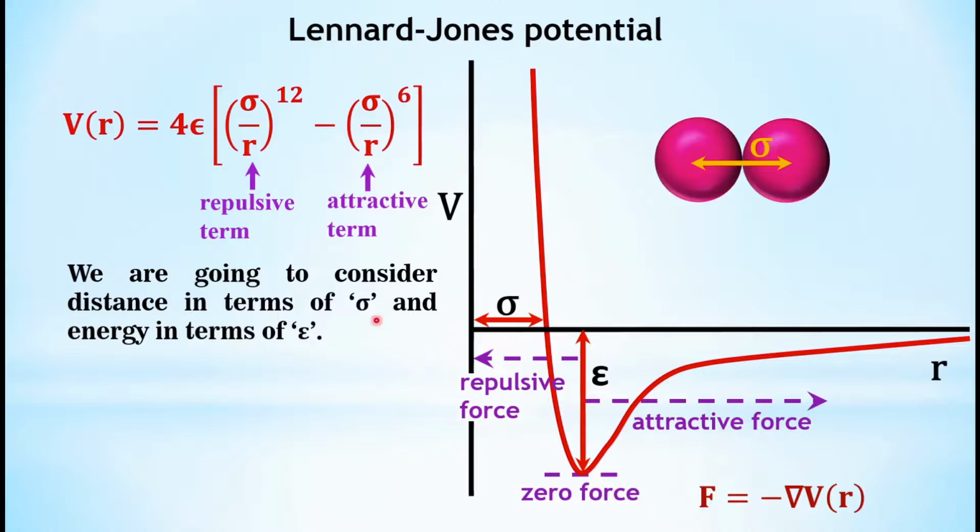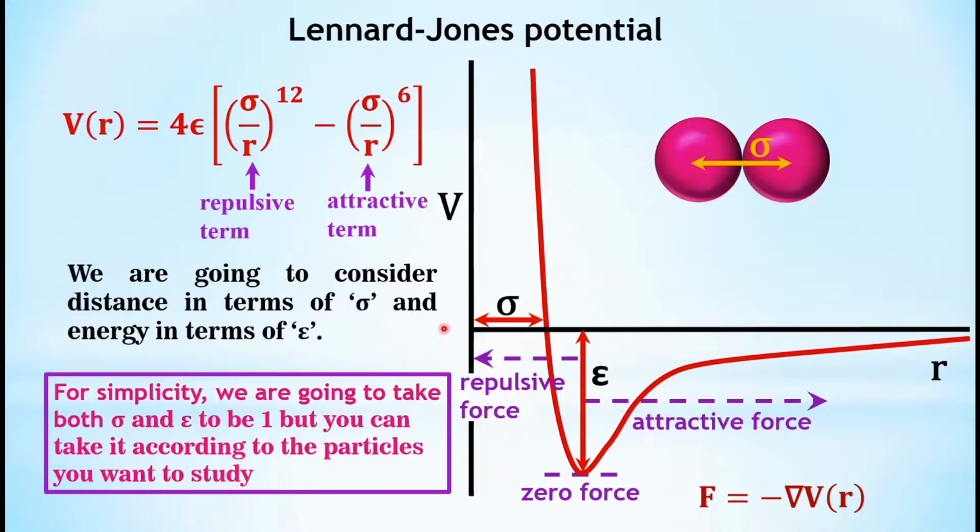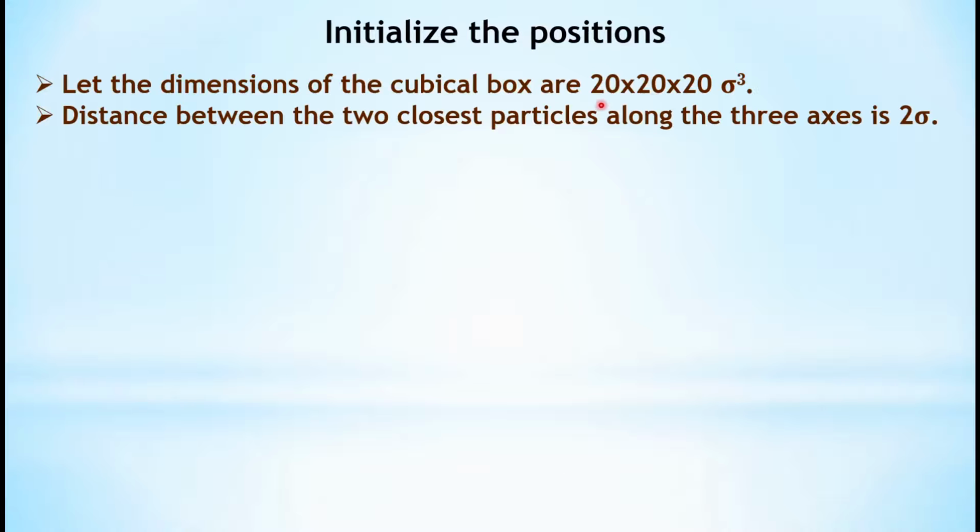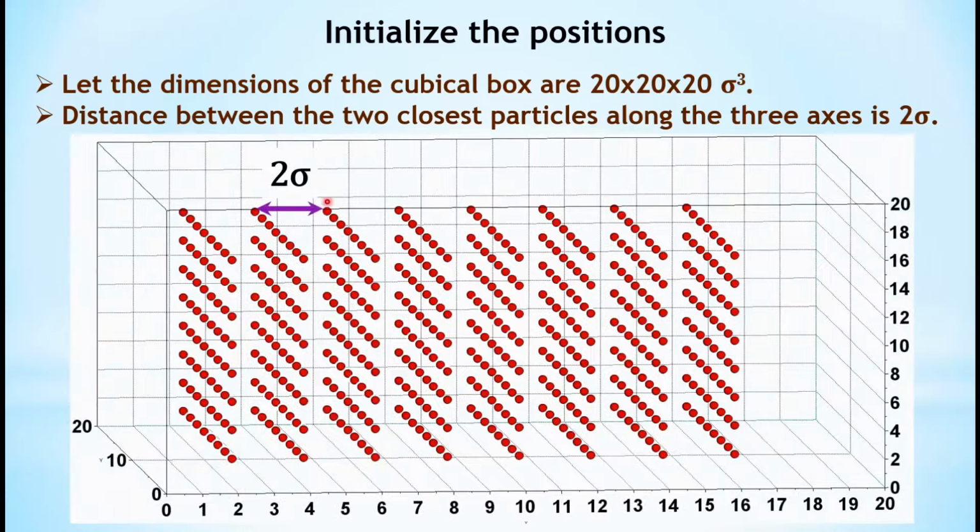We are going to consider distance in terms of sigma and energy in terms of epsilon. For simplicity, we are going to take both sigma and epsilon to be 1, but you can take it according to the particles you want to study. Next, initialize the positions. Let the dimensions of the cubical box are 20 by 20 by 20 sigma cube, since we are going to take distance in terms of sigma now. Sigma is 1, so dimensions will be 20 by 20 by 20. Distance between the two closest particles along the 3 axes is 2 sigma or 2. So if we place the particles uniformly, then they will look something like this.